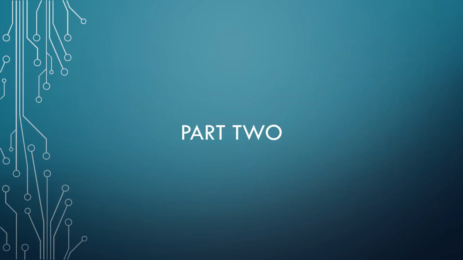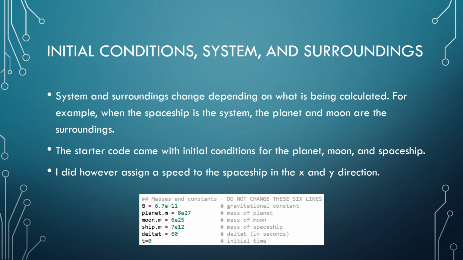Okay, now for part 2. These are the initial conditions which were already given, and then the system and surroundings did change based off of what was being calculated. So for example, when the spaceship was the system, the planet and moon were the surroundings, and then they all changed based off of what we were finding.